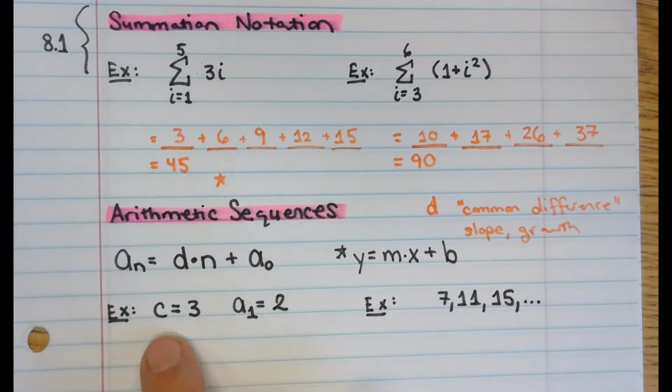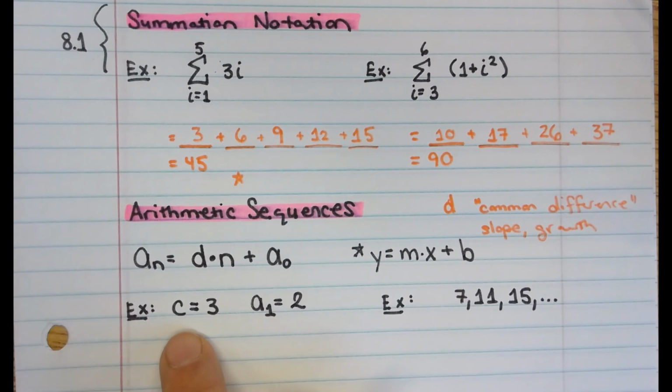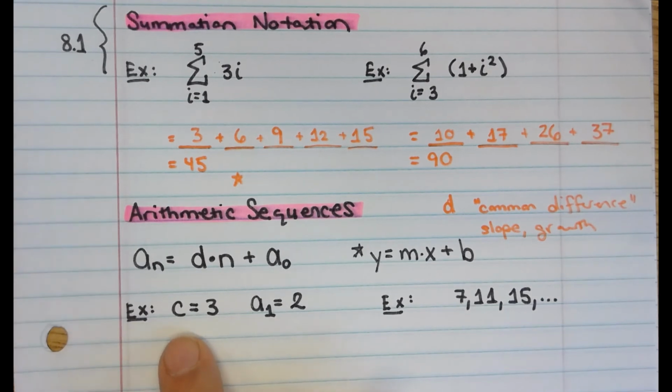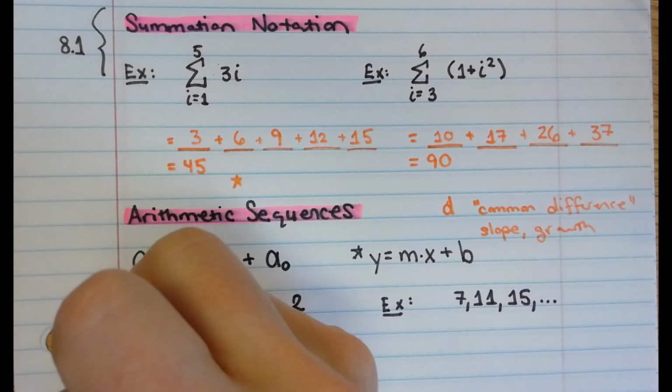The first thing I would like for us to do is write down the first 5 terms. So here we go, our first term is 2.